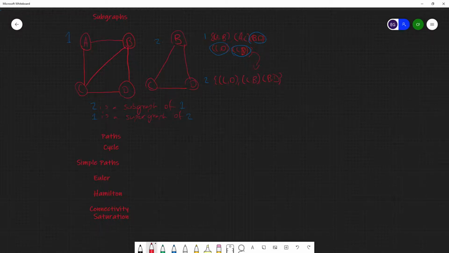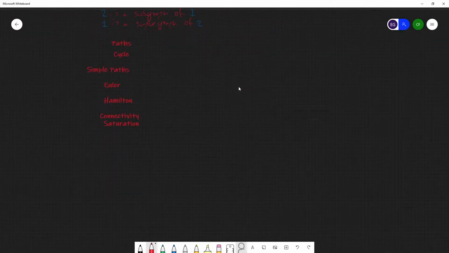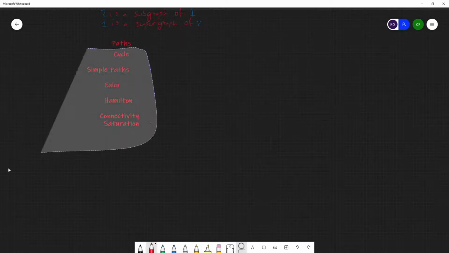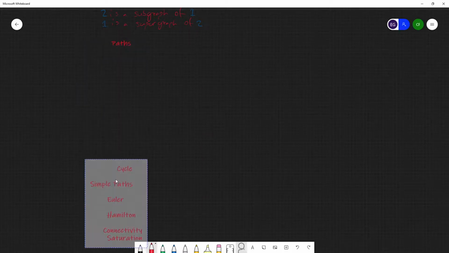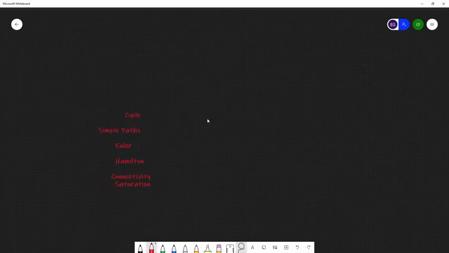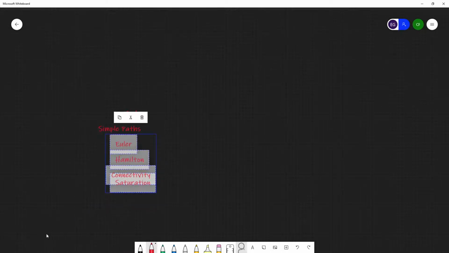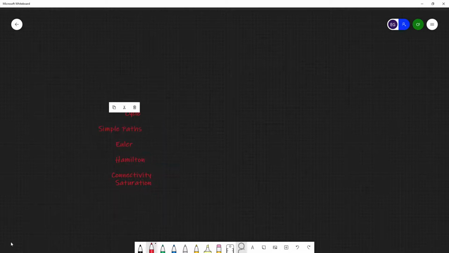Okay? So then if we move on to paths, I'm going to give a quick definition of a path. Once I move stuff out of the way. Won't let me move stuff. Oh, did you already move it? Oh, you did. Okay.